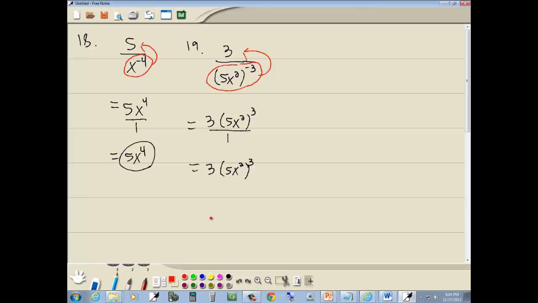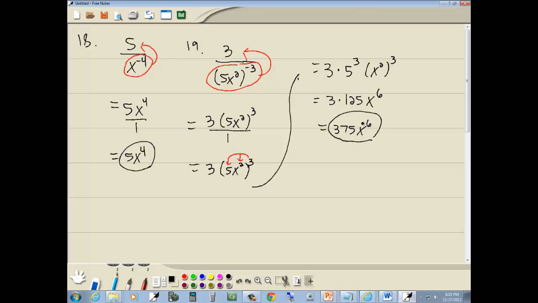Well, I want to simplify this further. Notice everything inside of our parentheses is either multiplication or division. And we're raising it to a power, so I can take everything to the power. Take the 5 to the 3rd power and the x squared to the 3rd power. So 3's there, 5 to the 3rd, and x squared to the 3rd. Well, 5 to the 3rd, 5 times 5 is 25, times another 5 is 125. When you're raising x to a power, you multiply the exponents. 2 times 3 gives us x to the 6. And that gives us 375x to the 6 as our answer.